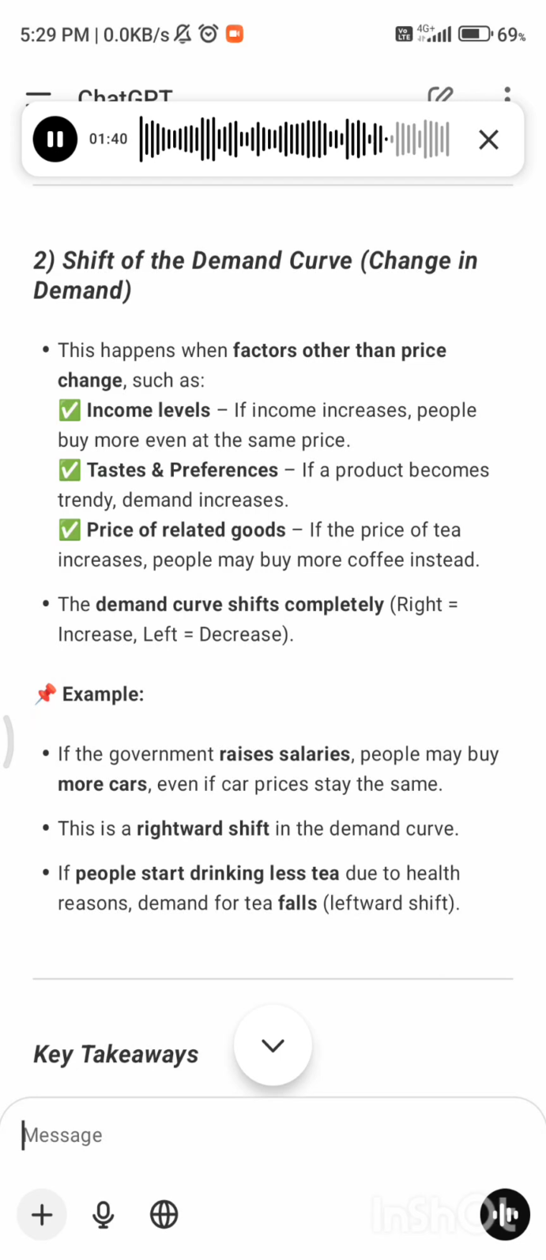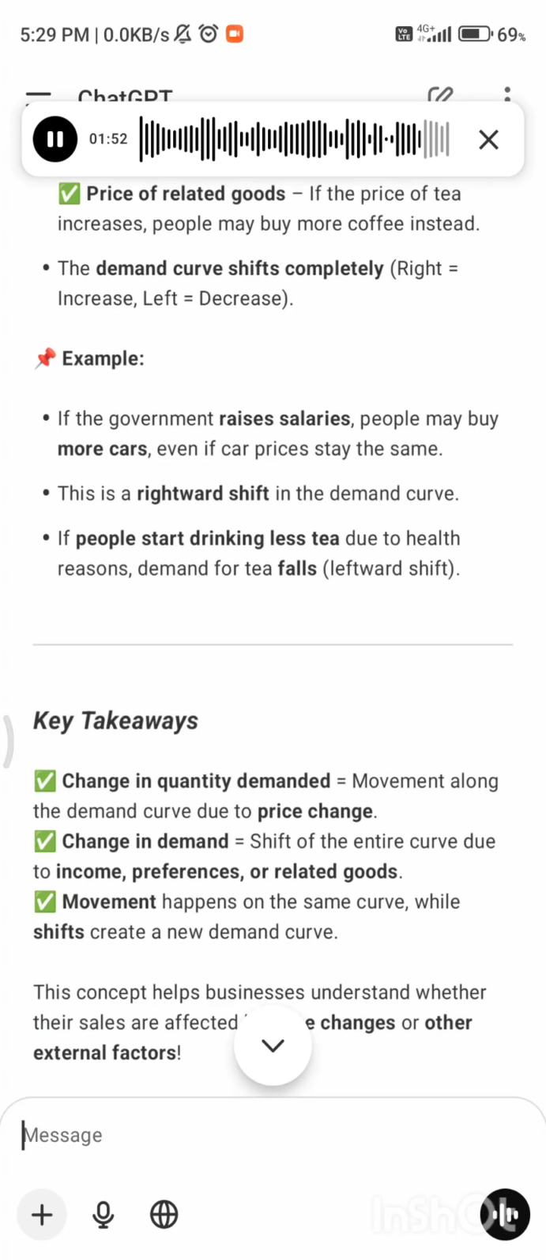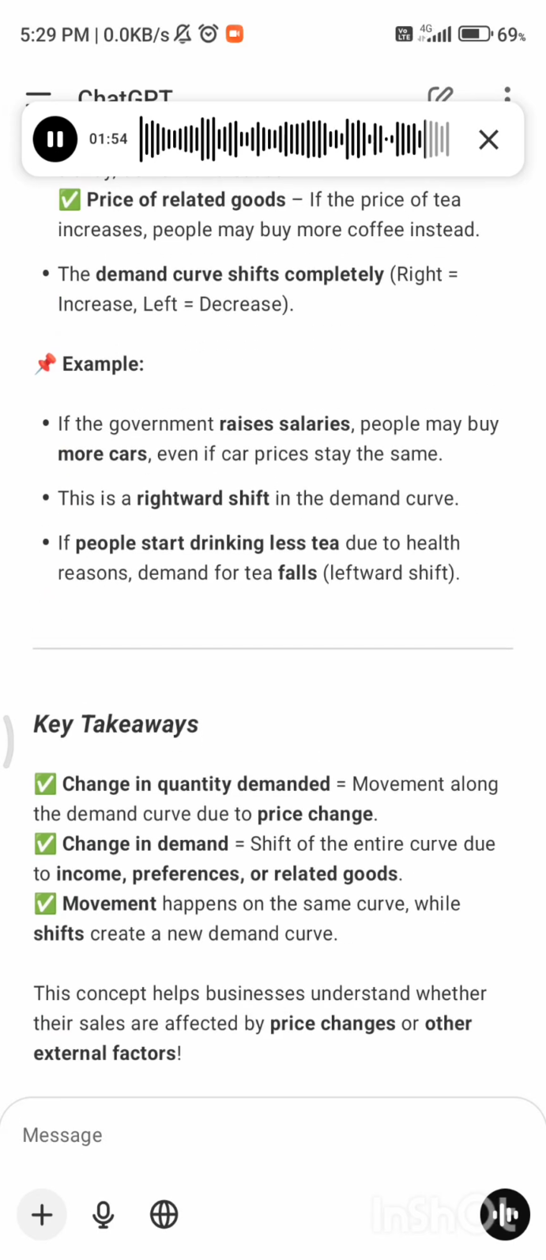Key takeaways. Change in quantity demanded equals movement along the demand curve due to price change. Change in demand equals shift of the entire curve due to income, preferences, or related goods. Movement happens on the same curve, while shifts create a new demand curve. This concept helps businesses understand whether their sales are affected by price changes or other external factors.